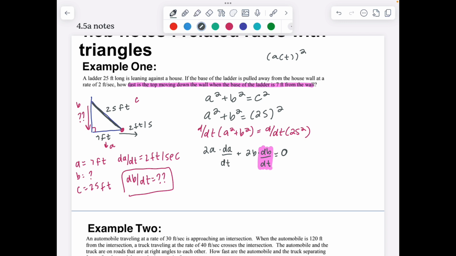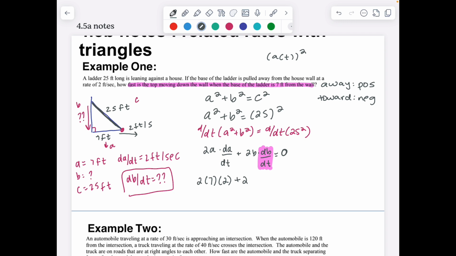So I'm going to plug in the things that I know. I know that A is 7. I know that dA/dt is 2. Now, one thing I want to clarify is this is a positive 2 feet per second. Sometimes it's hard to know whether things are negative or positive, but because it is moving away, basically away from that right angle, it's positive. If it's moving towards, it's going to be negative. So away is positive, towards is negative.